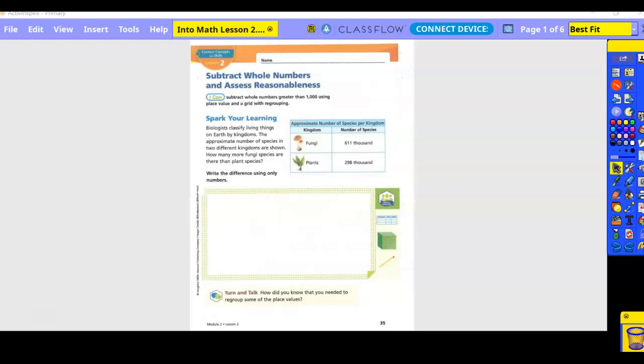Spark your learning. Biologists classify living things on Earth by kingdoms. The approximate number of species in 2 different kingdoms are shown. How many more fungi species are there than plant species? Write the difference using only numbers. So they don't want us to write 611,000. They want us to write it in number form.